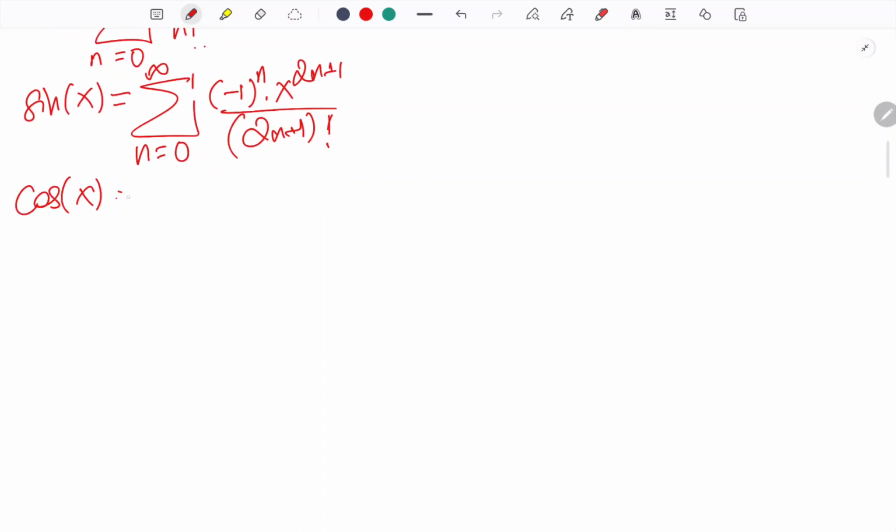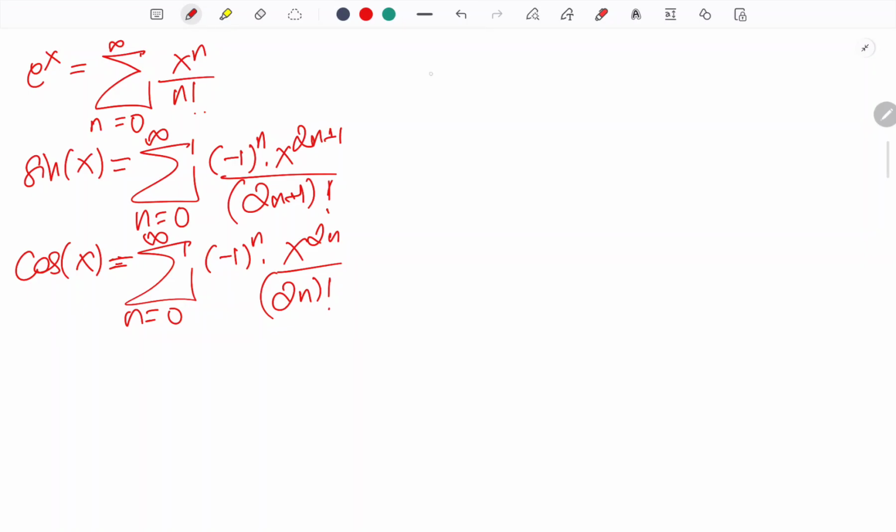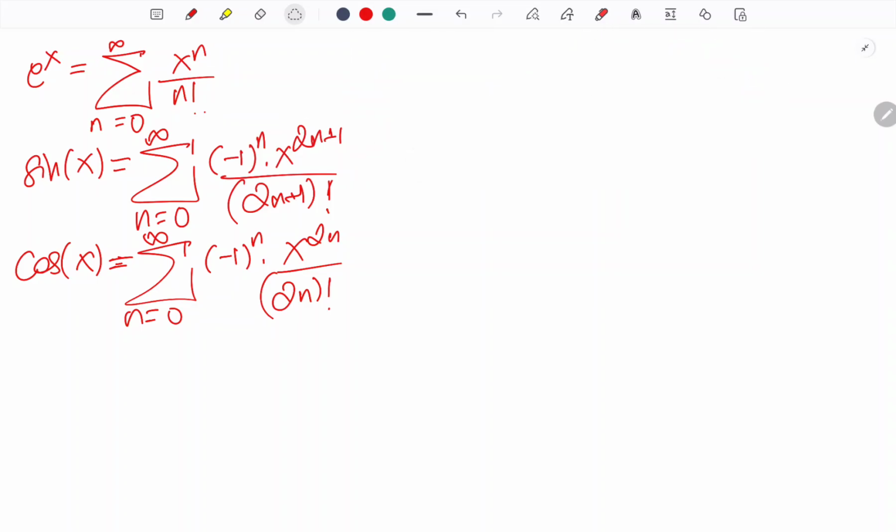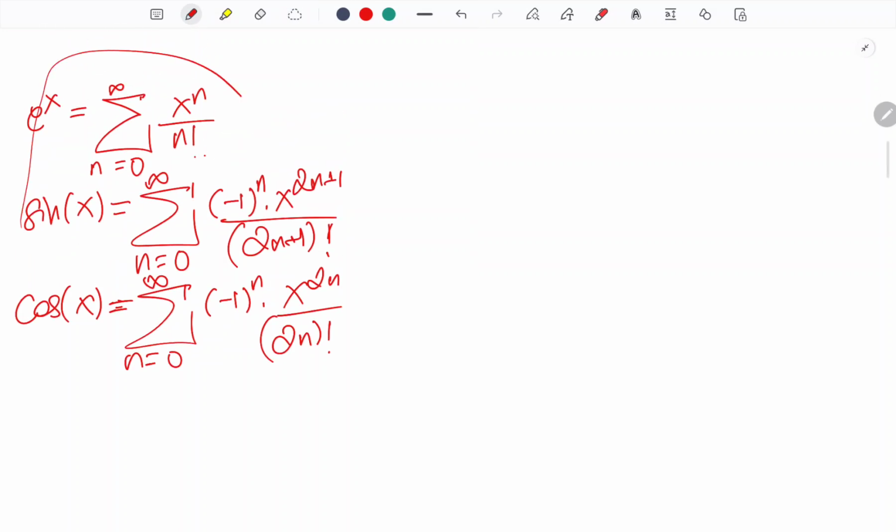Cosine of x is the infinite series from n equals 0 to infinity of negative 1 to the n, x to the 2n over 2n factorial. Please don't talk about the infinite series of tan of x because it consists of Bernoulli's constant, and we'll talk about this later. We cannot understand this right now, but we'll talk about what Bernoulli's constant is. These things are the most basic things.